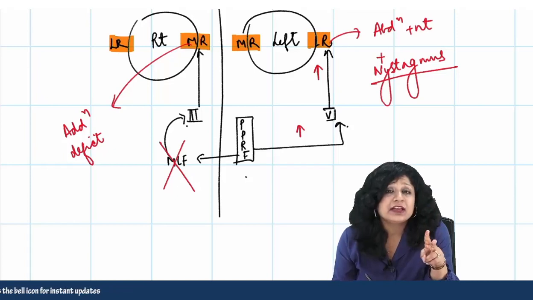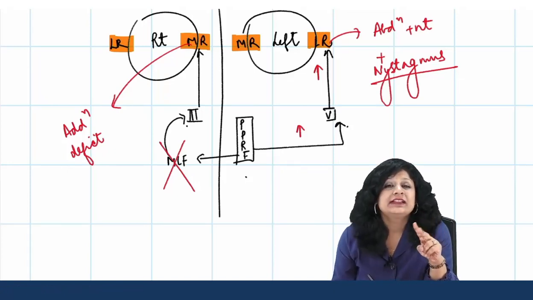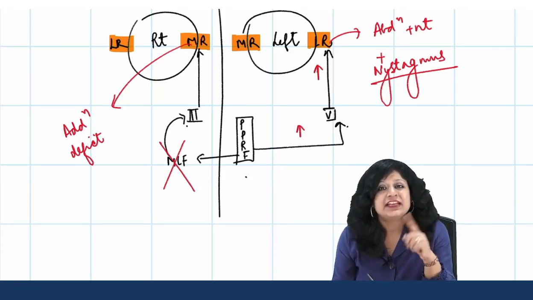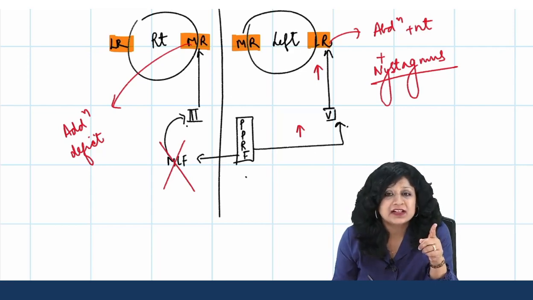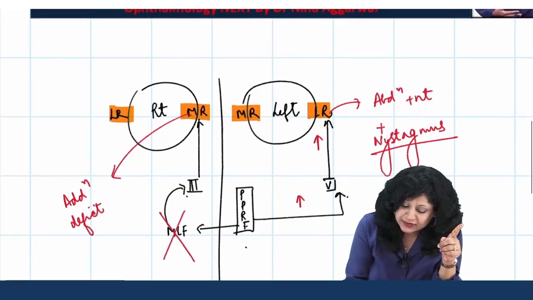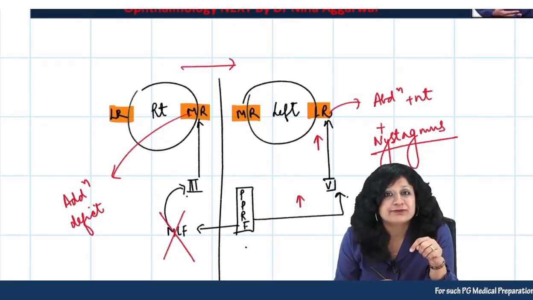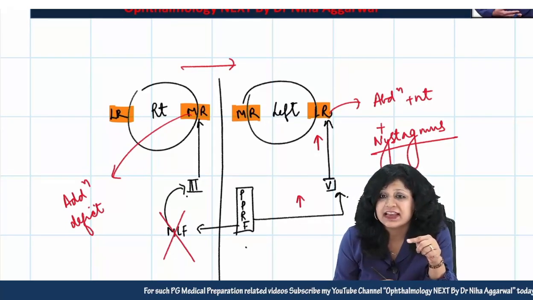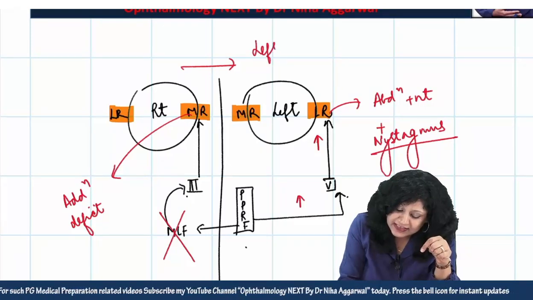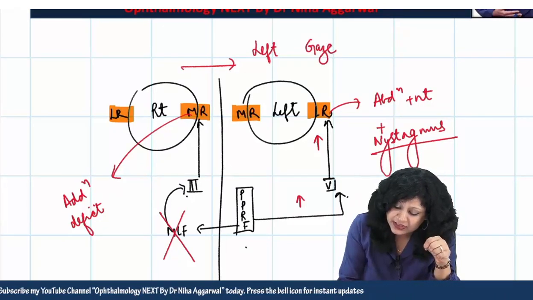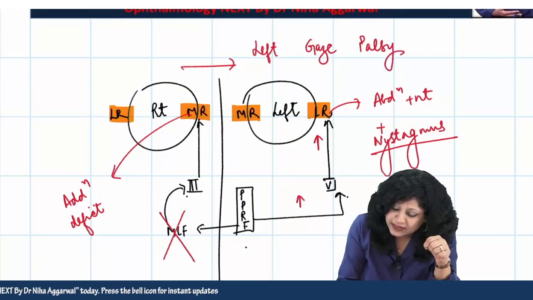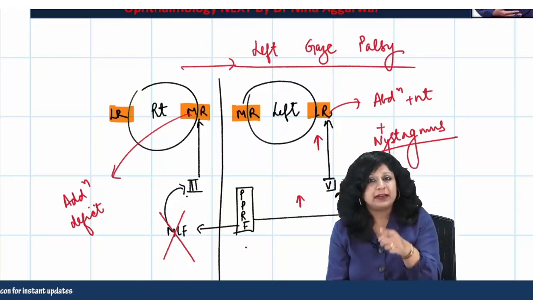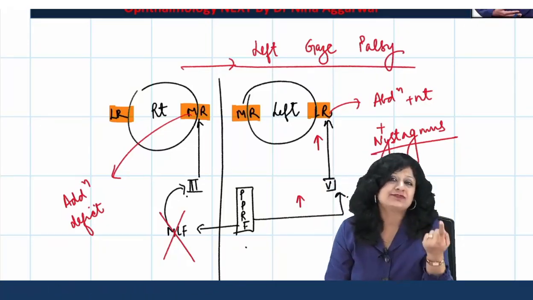Now, one more thing I would tell you: though there is a right MLF lesion, if they ask you about the gaze palsy, what will happen? The person will not be able to look towards left because the medial rectus is not working, so the person will not be able to look towards left. So this is also called left gaze palsy. Be very, very careful whether it is the right MLF lesion or the left gaze palsy.